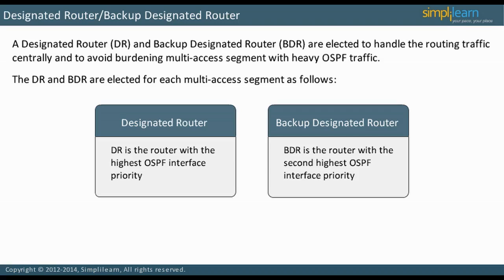The DR/BDR election occurs as soon as the first router with an OSPF-enabled interface is active on the multi-access link. The first router to boot is elected DR if defaults are taken. This is not a desirable outcome. The DR should be a router that has more processing power and higher bandwidth interfaces if possible. The election of DR and BDR can be influenced by configuring the interface priority.